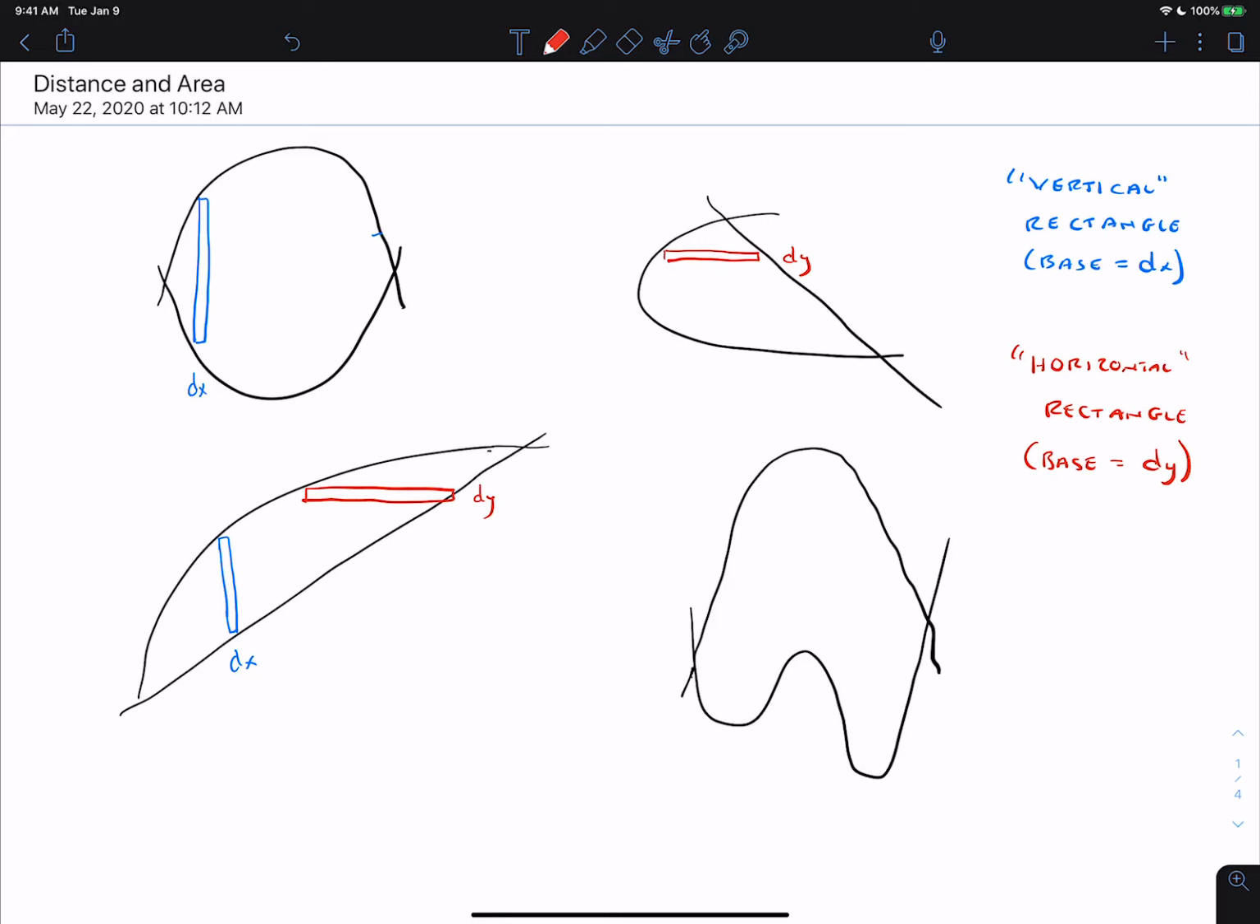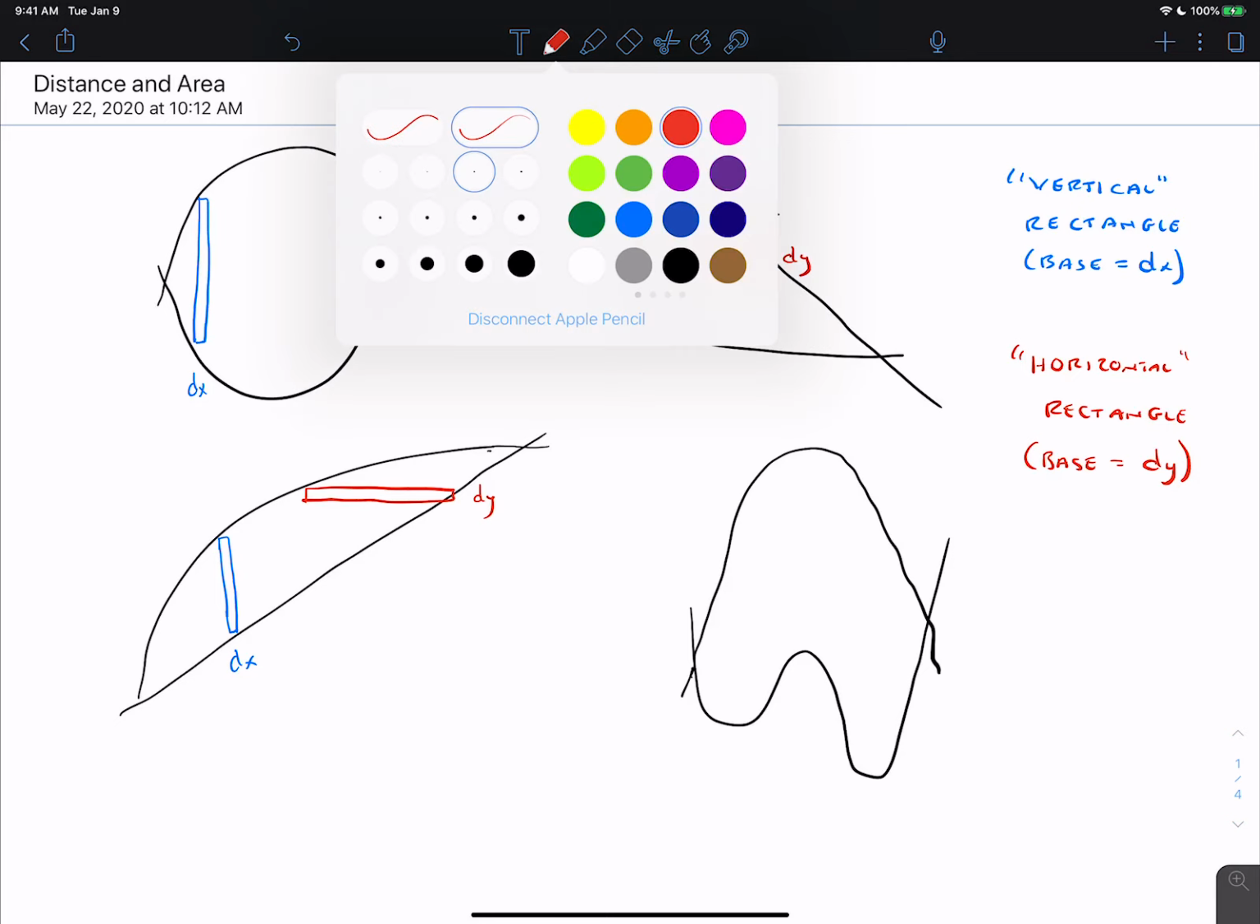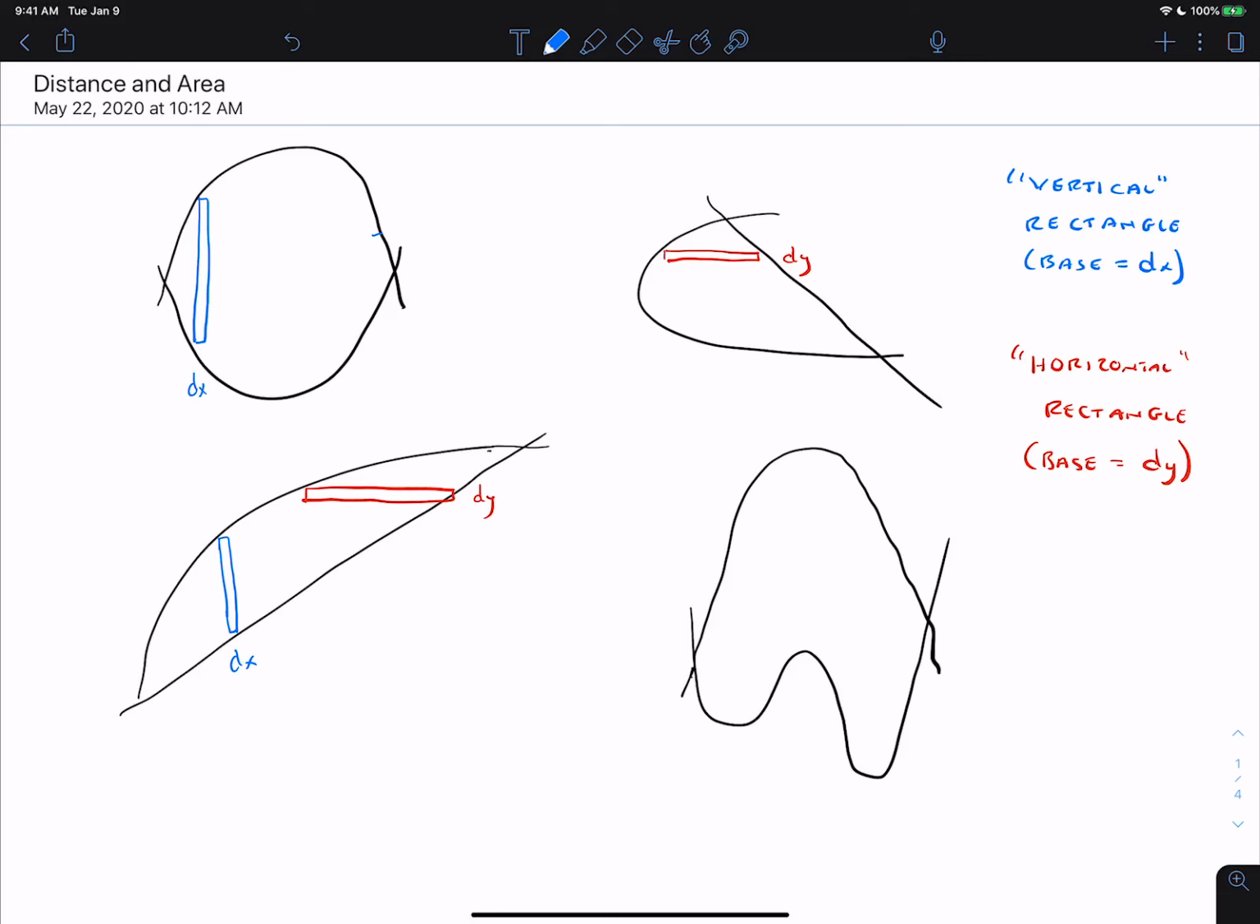In the fourth region, a horizontal rectangle would change depending on whether it's toward the top part of that region or the bottom part of that region, but a vertical rectangle would not. So if I draw it here, the top is on the top curve, the bottom is on the bottom curve. Even though this rectangle over here is much smaller, the top and bottom boundaries are the same as the top and bottom boundaries on the one on the left. So we would prefer a vertical rectangle which has base dx.